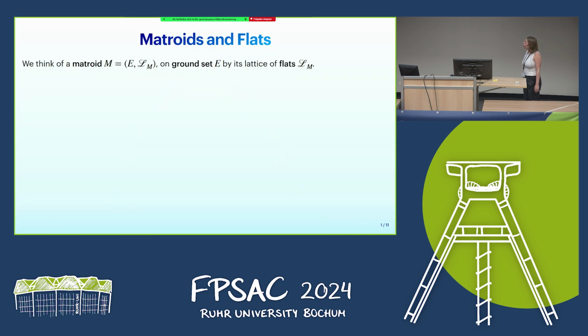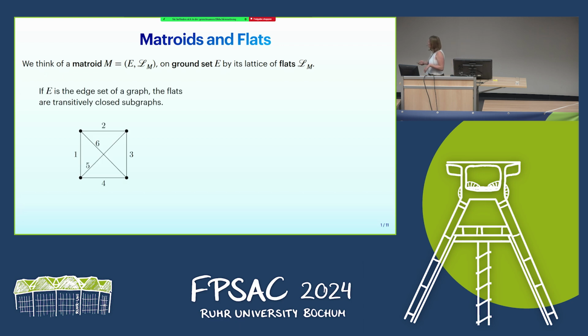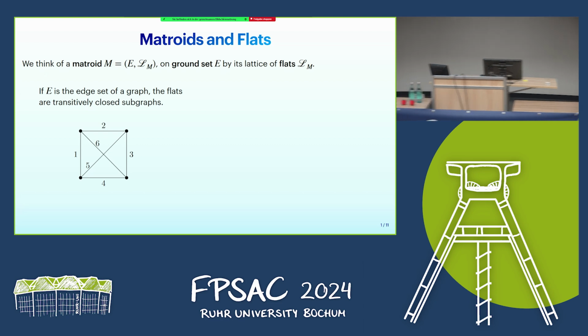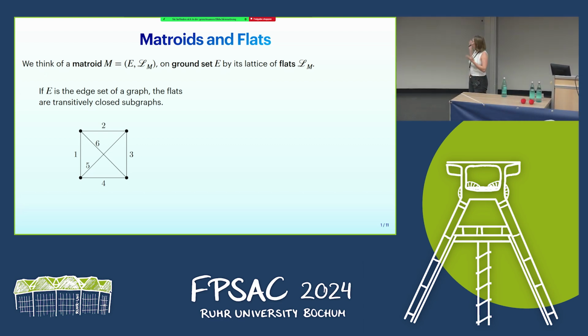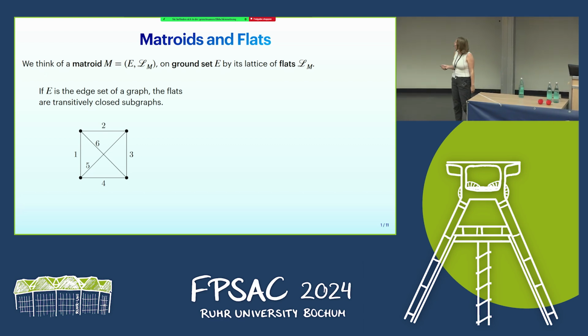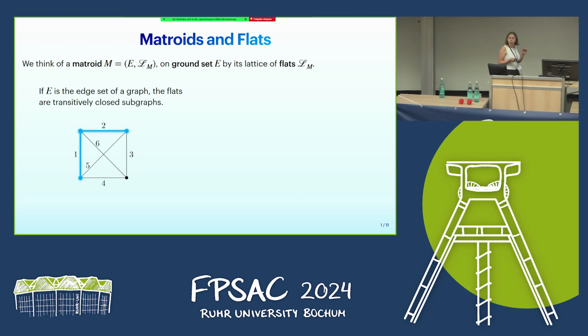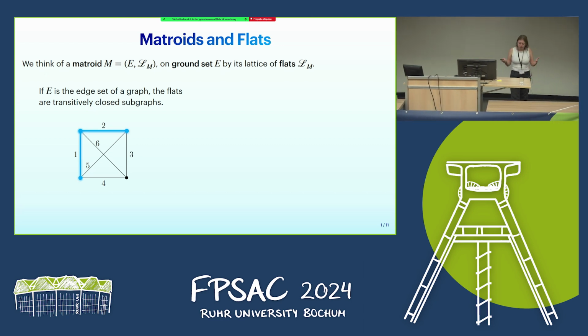When we finish this path. So for me, in this talk, a matroid is defined on a finite set called the ground set, labeled by E, and defined by its lattice of flats. What is a flat? Let's take the case of graphical matroids, so those defined by a graph. This is the braid matroid on 4, defined by the complete graph on 4 elements. If a set of edges is a flat, it must be transitively closed. So the set 1, 2 is not a flat because the induced subgraph includes the edge 5.